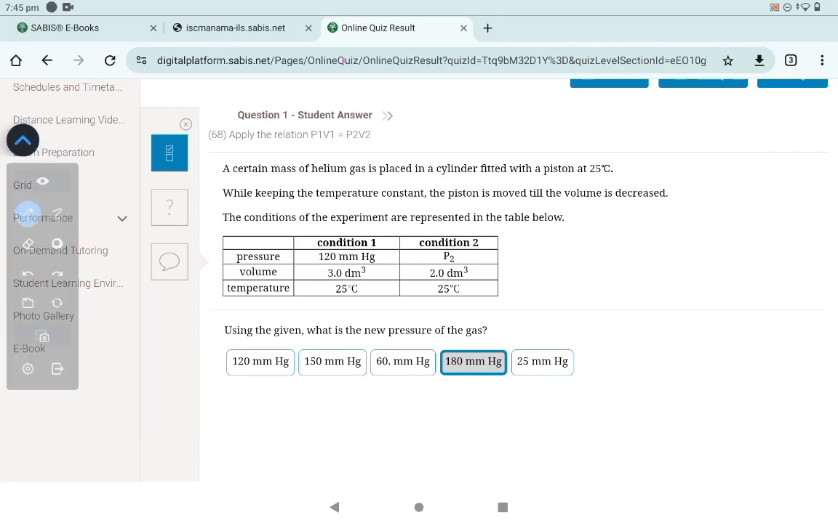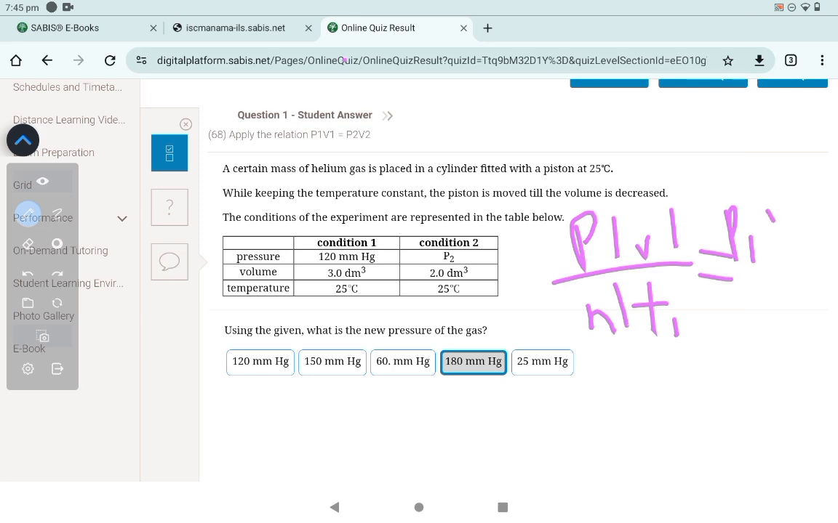Right, okay. Now, to start off with, we have finding pressure. For this one, you have to remember that P1 V1 over N1 T1 is equal to P2 V2 over N2 T2.